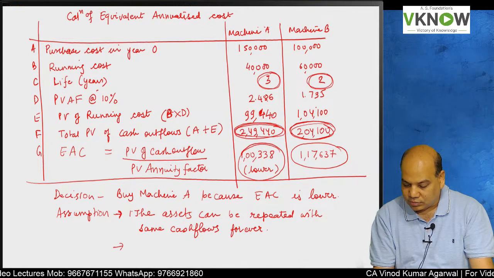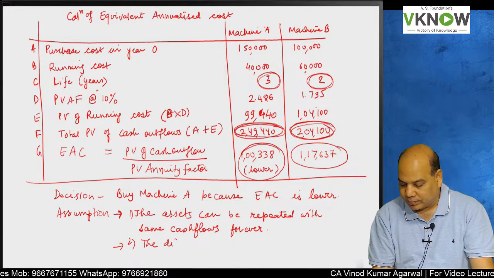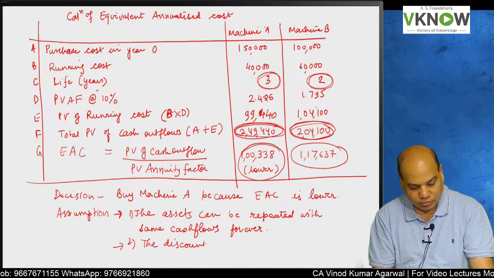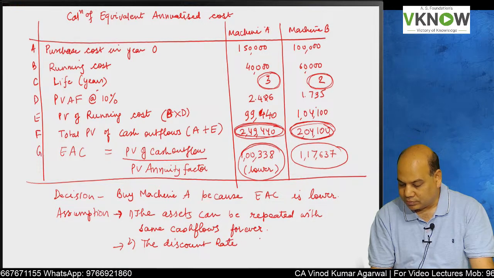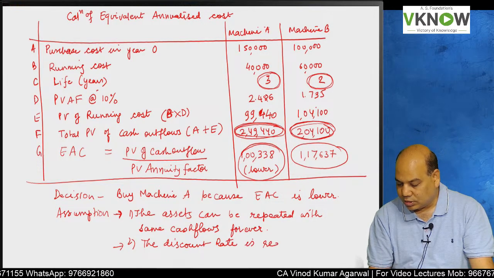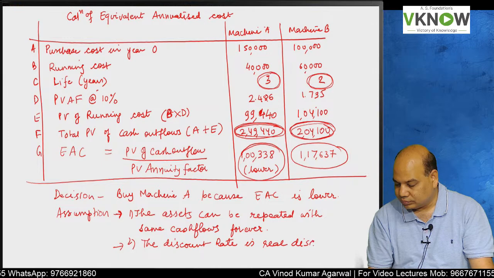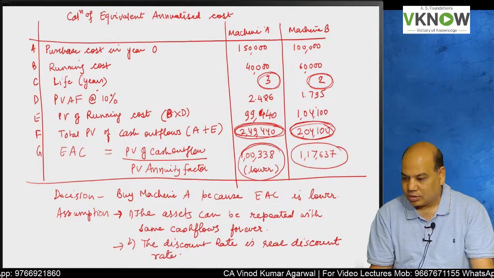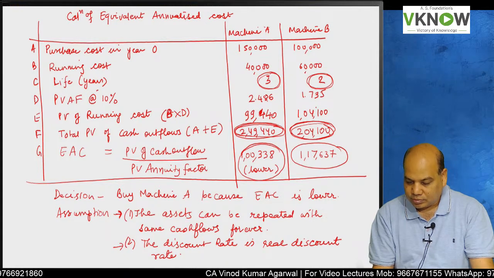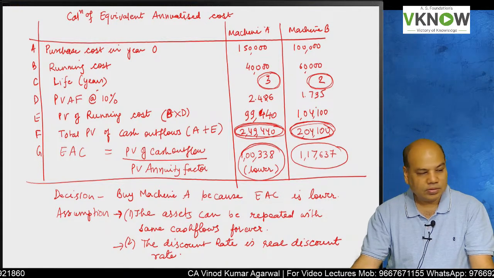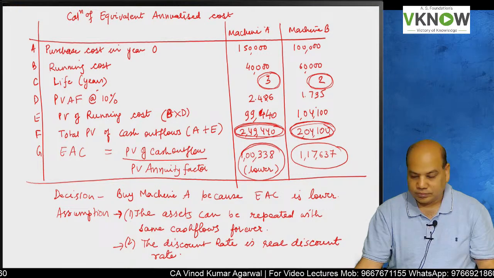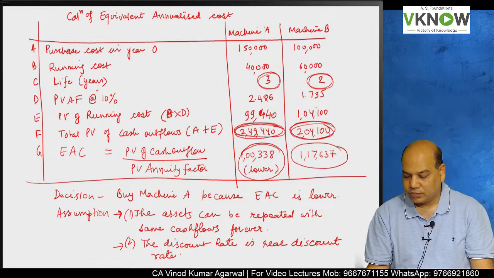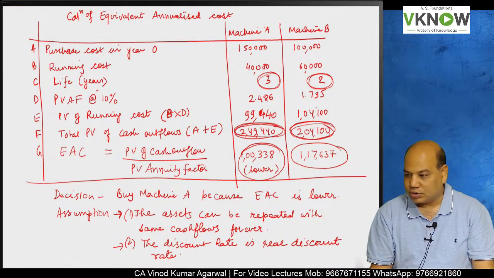Second assumption, write down the discount rate is real discount rate. The discount rate is real discount rate. Cash flows are real, discount rate should also be real. Okay, so that is the answer of this question.